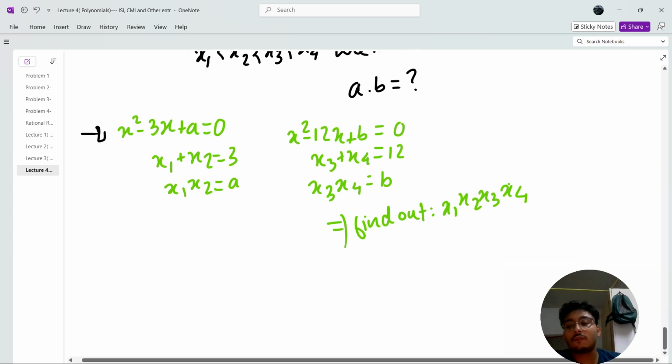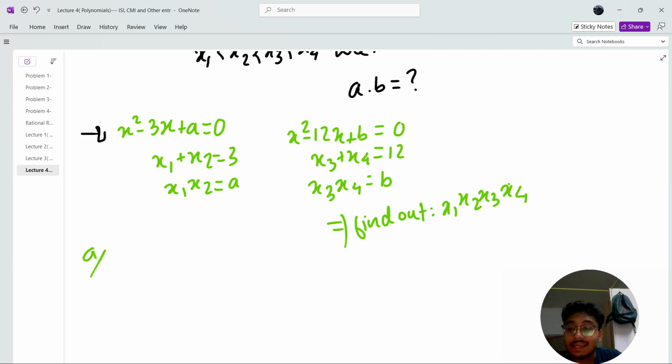Now, one additional piece of information: whenever we have 4 terms in GP, we can take them to be a by r cube, a by r, ar and ar cube, such that my common ratio remains r square always. My common ratio is basically the second term by first term, third term by second term, fourth term by third term. Here a by r cube gives me a by r square. I mean sorry, r square.